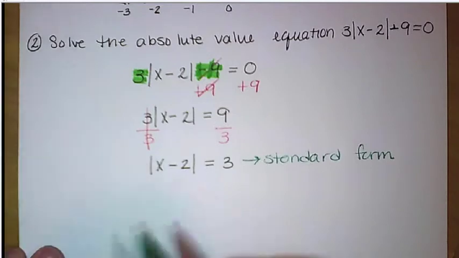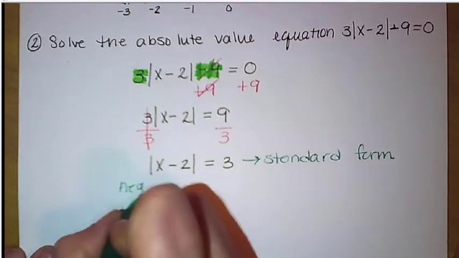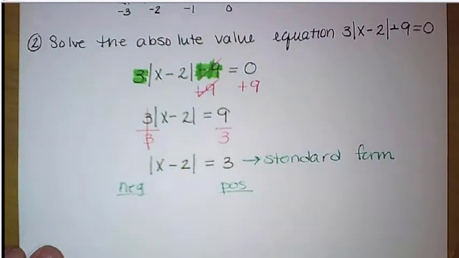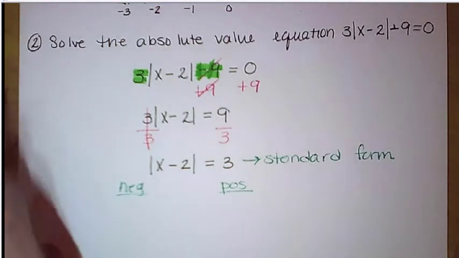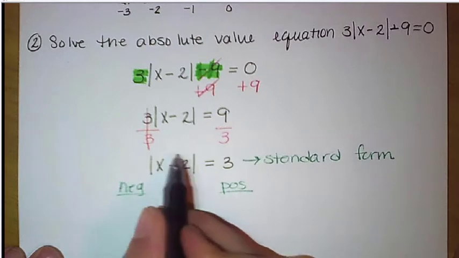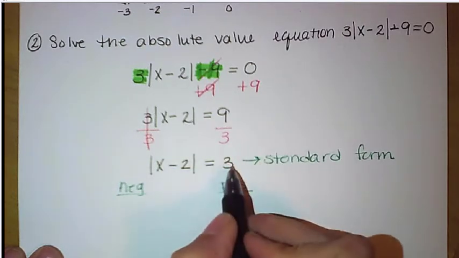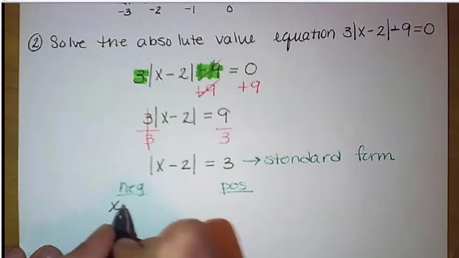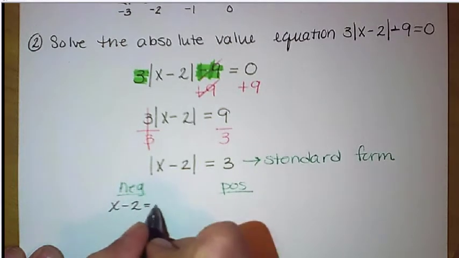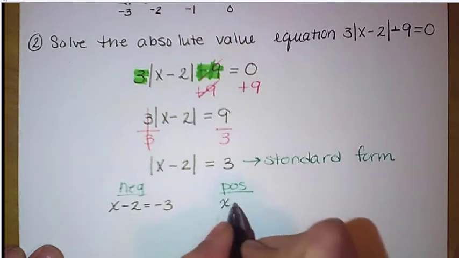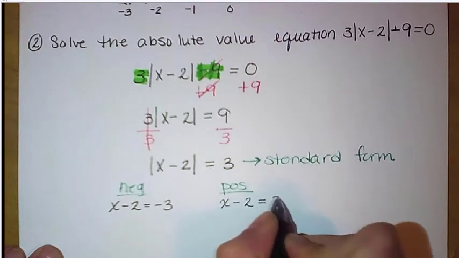But now we need to make our negative equation and we need to make our positive equation. So when we do our negative, again, remember we're not changing anything about the absolute value, only the constant on the right-hand side of our equation. So this is x minus 2 equals -3. And then our positive one is going to be x minus 2 equals 3.